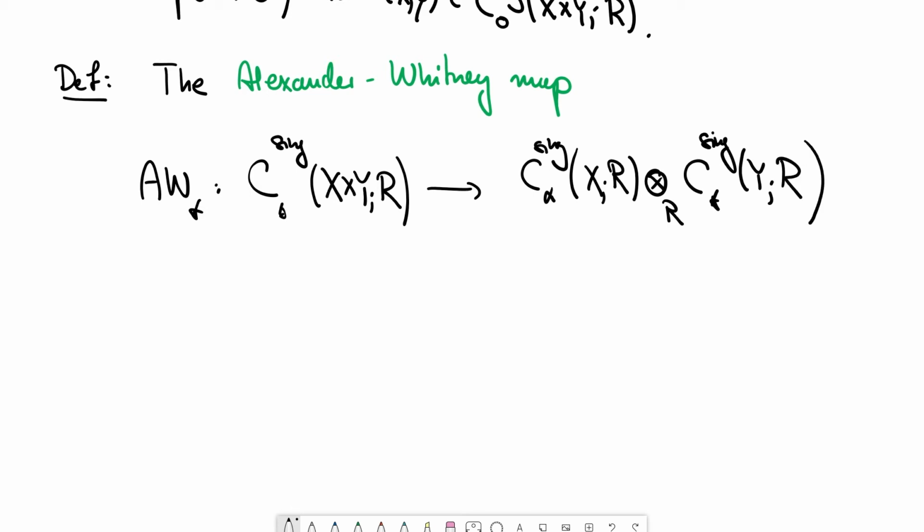What does it do if you apply it to a singular n-simplex in X times Y? What is a singular simplex in X times Y? Well, it's given by two singular simplices, one in X and one in Y. So you can write such a singular simplex as sigma comma tau. And what you do is you map it to a sum of elementary tensors.